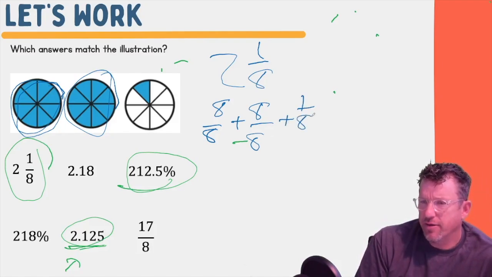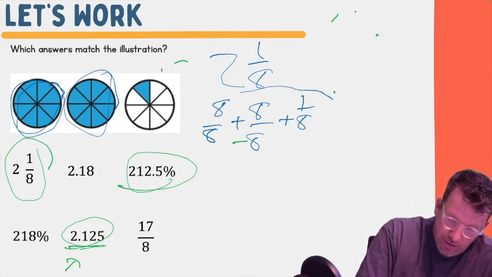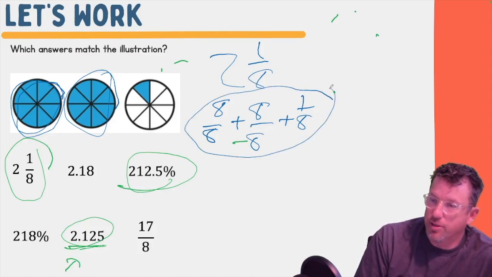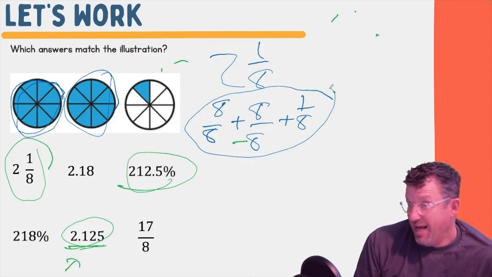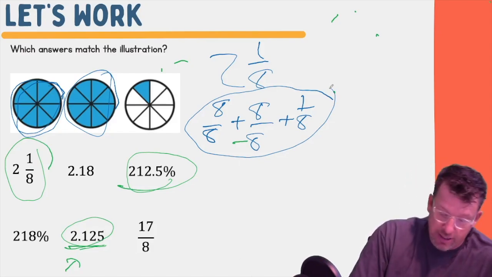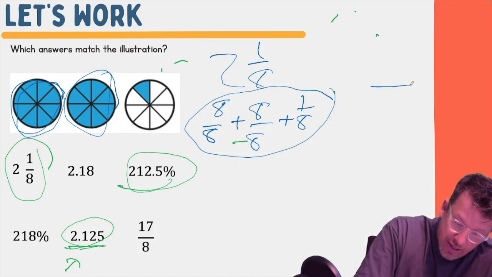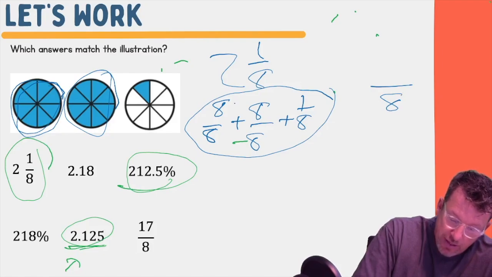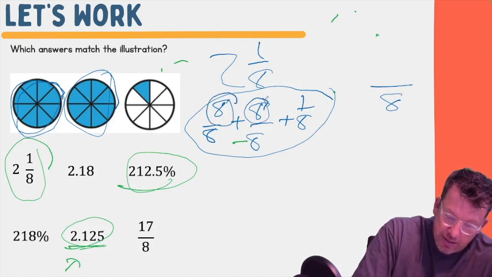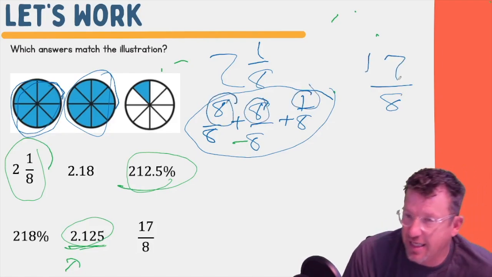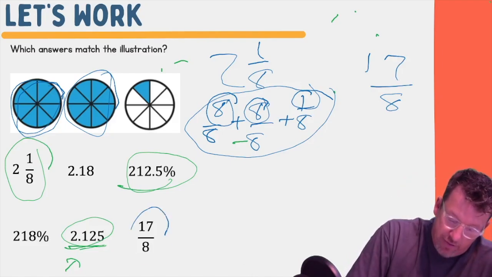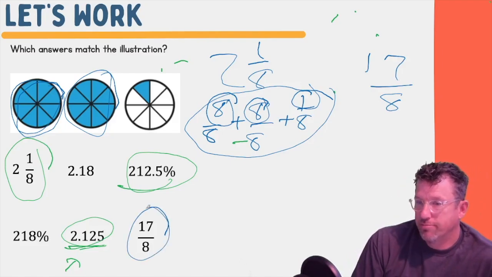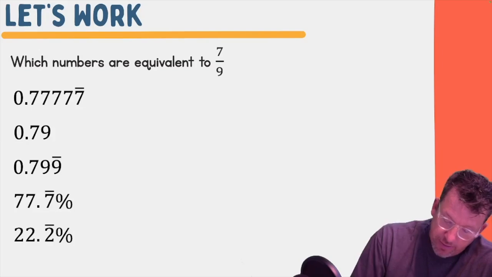So what do we have here? We have all this is equal to what when you put it all together? Well, the denominator doesn't change because all the pieces are out of the same thing. So it's out of 8. And how many pieces do we have all together? 8 plus 8 is 16 plus 1 is 17. I've seen that somewhere before. Yes, I have. Right there. Boom. Killing it, guys. Good work.